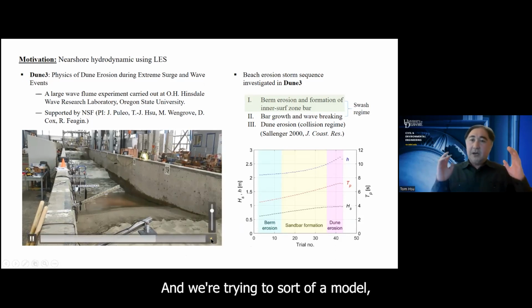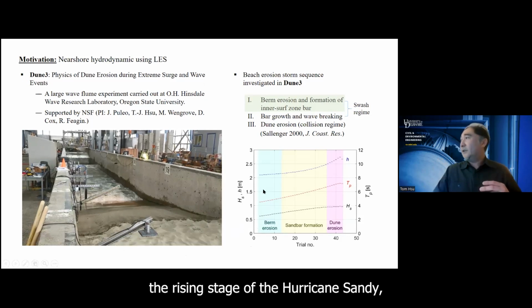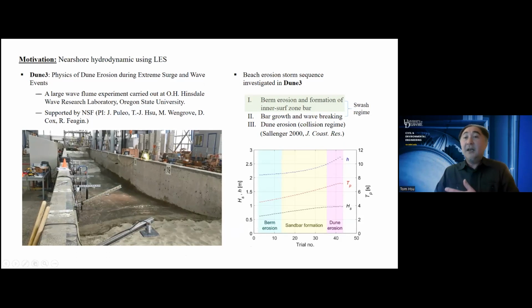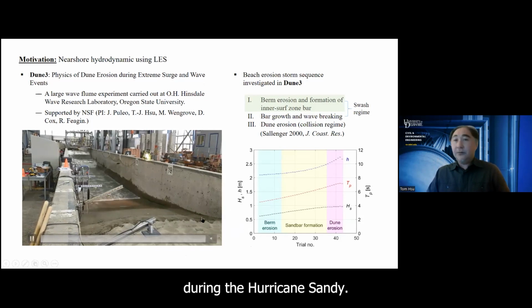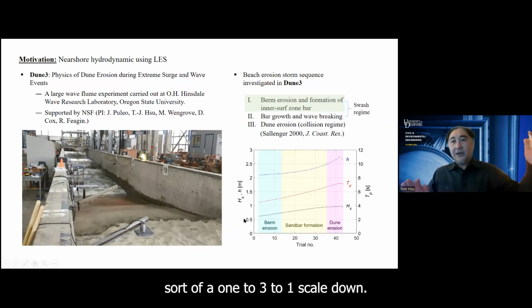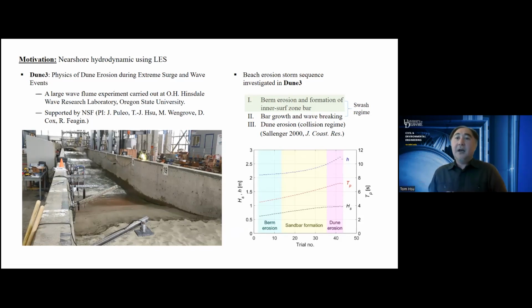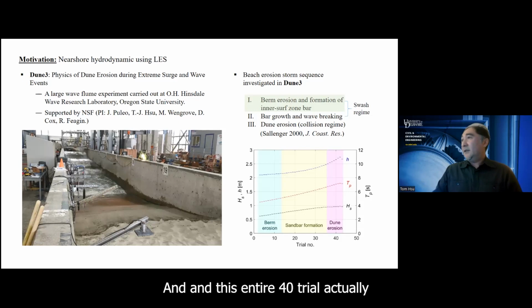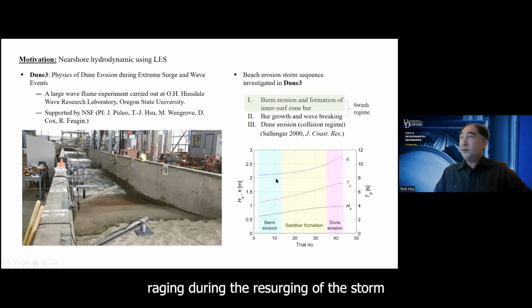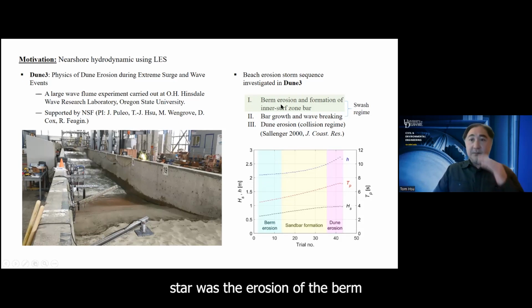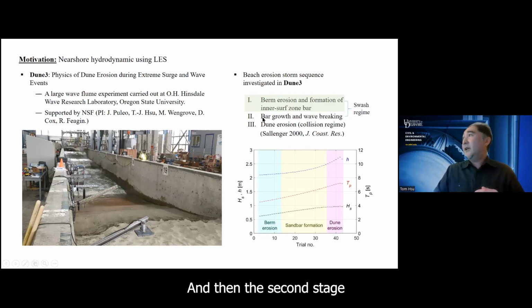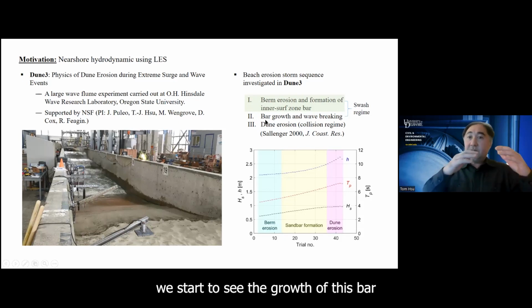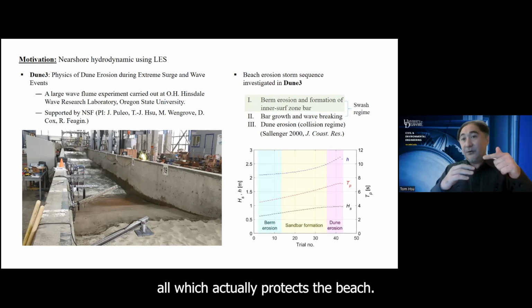We're trying to model the rising stage of Hurricane Sandy. This beach was modeled based on the Mantoloking Beach in New Jersey during Hurricane Sandy, but this is a 3-to-1 scaled-down laboratory experiment. And this entire 40 trials actually consists of 3 regimes during the surging of a storm. We start with the erosion of the berm, which also leads to the formation of a bar in the inner surf zone. Then in the second stage, we start to see the growth of this bar in the inner surf zone, which actually protects the beach.